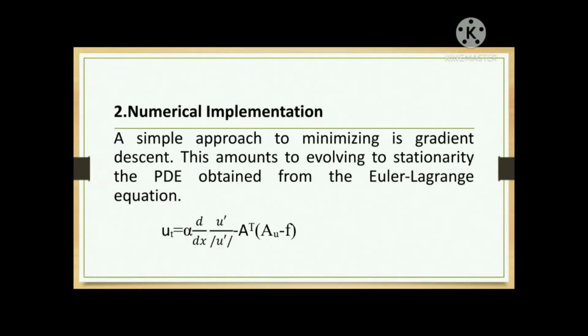The next topic is the numerical implementation. A simple approach to minimizing the TVR formula is gradient descent. This amounts to evolving to stationarity the PDE obtained from the Euler-Lagrange equation, which we can denote as u_t equals alpha d over dx of u prime over absolute value of u prime, minus A transpose (Au minus f). We will not explain this formula further, because it requires more coding.